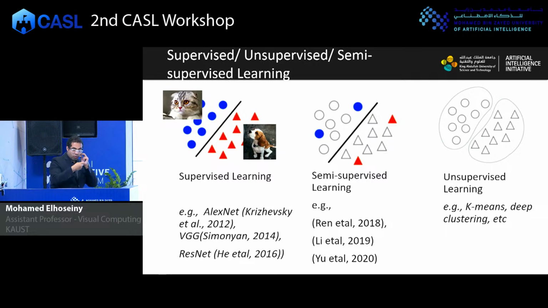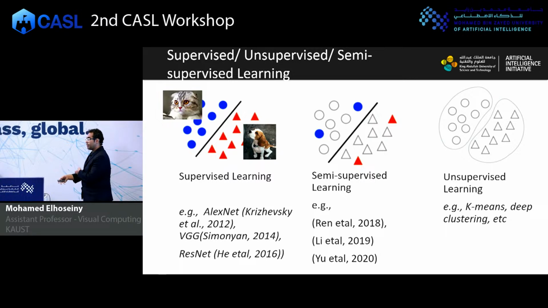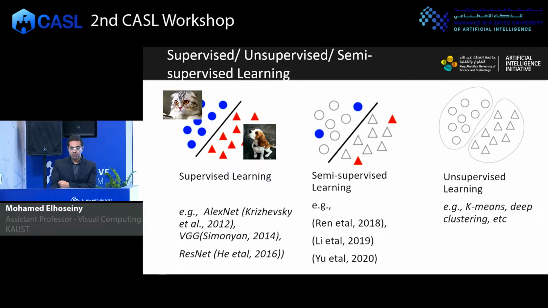So if you look at popular machine learning paradigms, they may be classified into supervised learning, unsupervised learning, and semi-supervised learning. So in supervised learning, we have access to all labels. In semi-supervised learning, we have access to some labels, and in unsupervised learning, we don't have access to any labels.